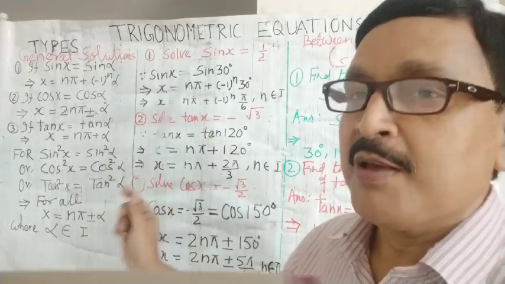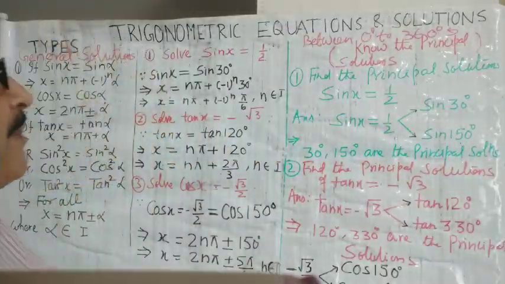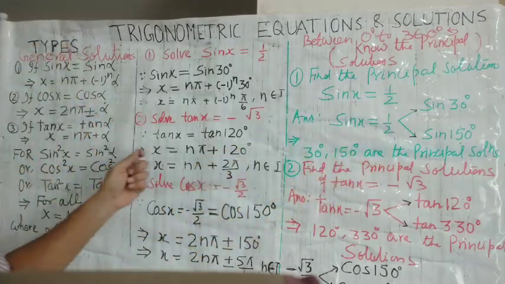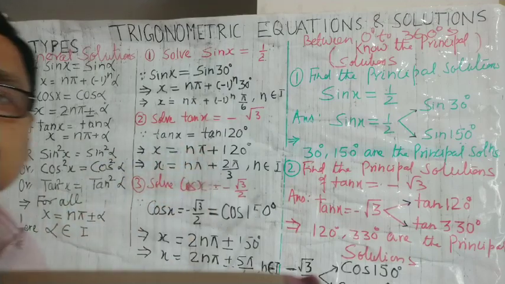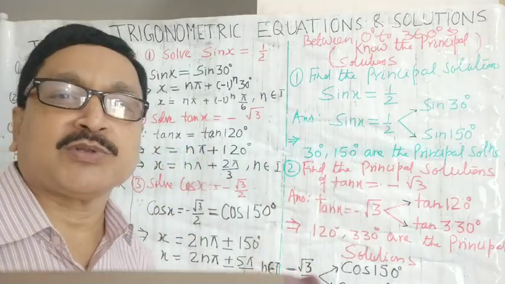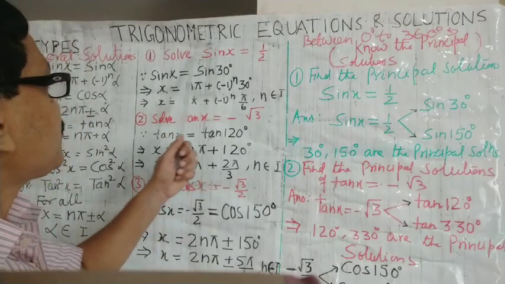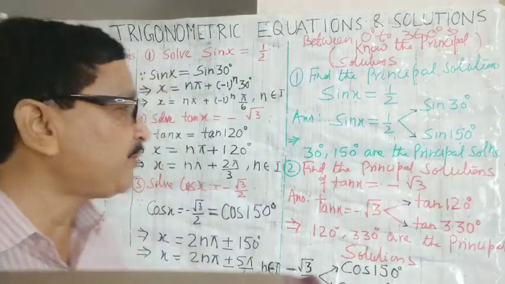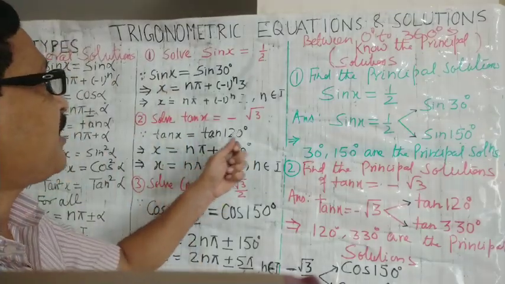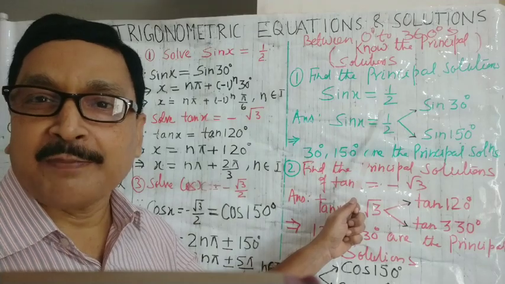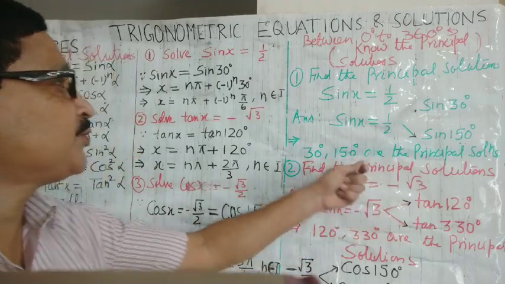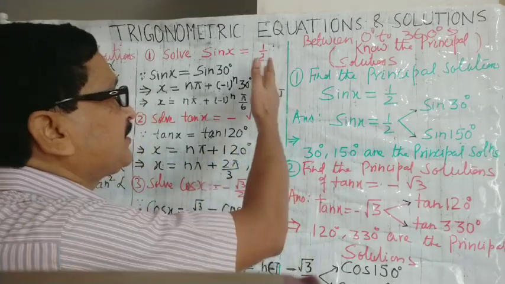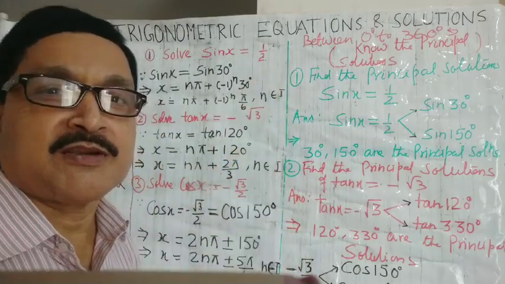The first problem: first of all, there are two types of question. Find the principal solution and find the general solution. If nothing is told, you have to find out the general solution. So, solve means find the general solution. For the same problem, sin x is equal to half, we have the principal solution as well as the general solution. If nothing is given, it means you have to solve the equation.